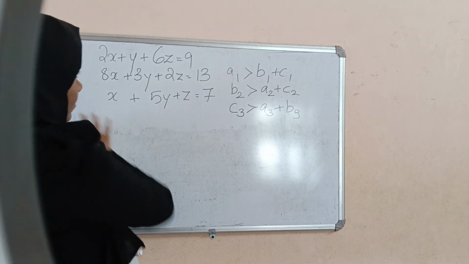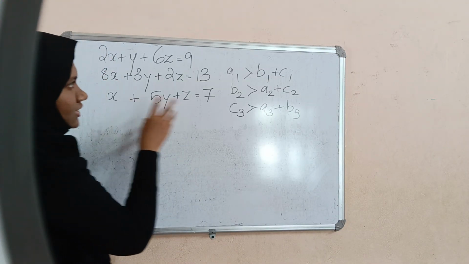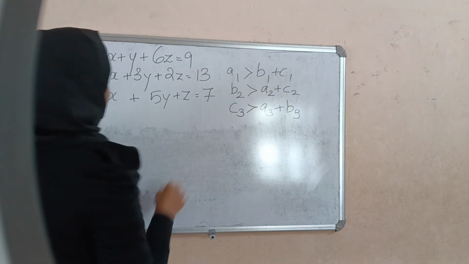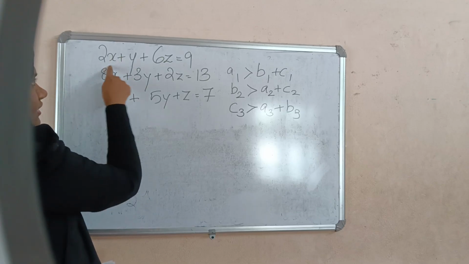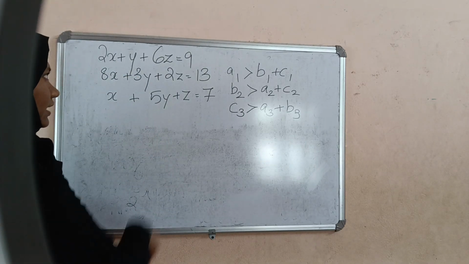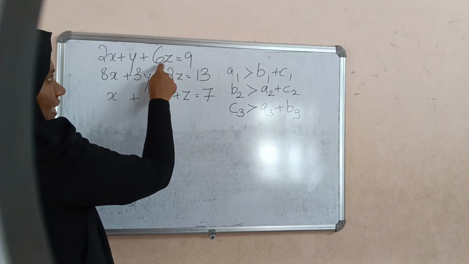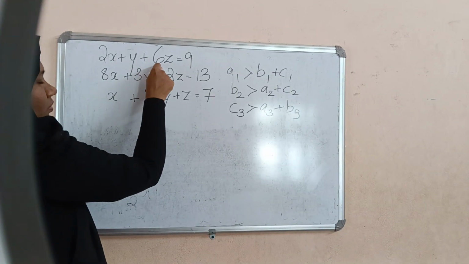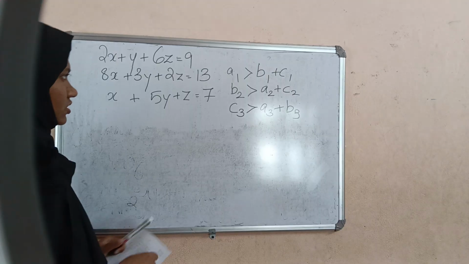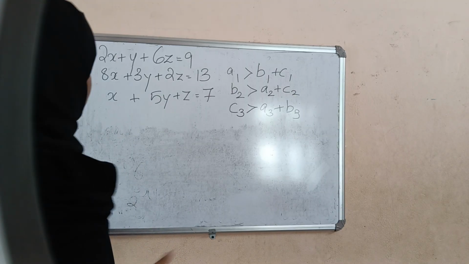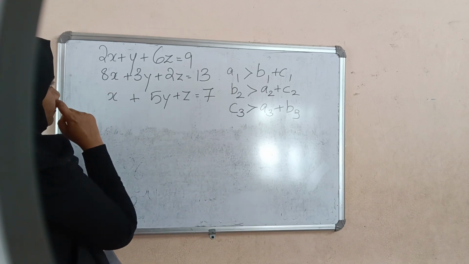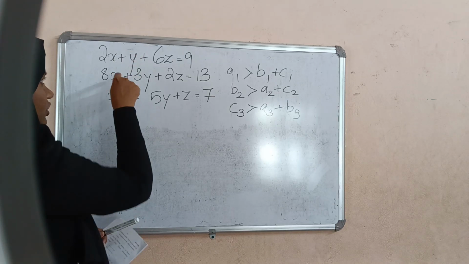So if we get a matrix, first we have to check whether it satisfies this condition, whether A1 is greater than B1 plus C1. When we look, we know that A1 is not greater than B1 plus C1. Of course 2 is not at all greater than 1 plus 6. So what we will do is interchange. Maybe we can interchange these two and check.